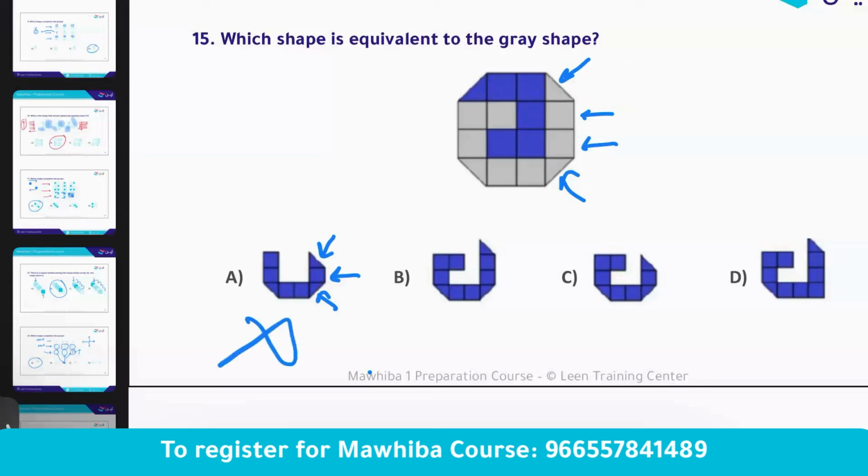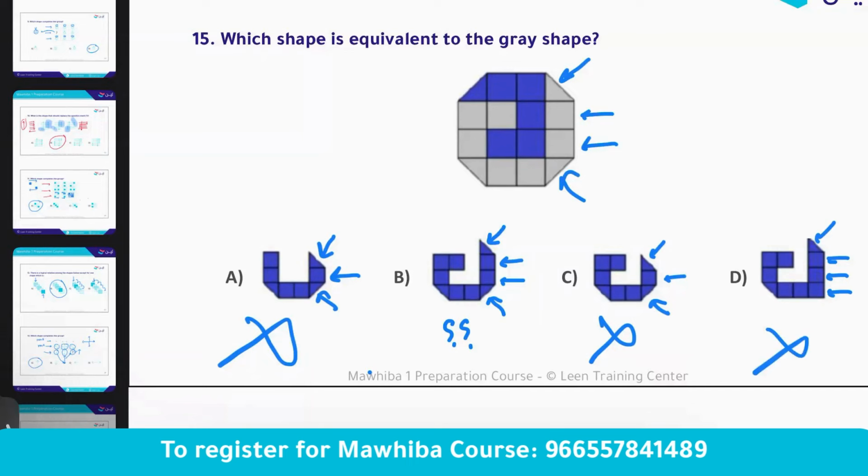So it's not answer A. Let me now look at answer B. We said I should have a triangle and a square, square, triangle. So triangle, square, square, triangle. Uh-oh, this could be the right answer. So keep it. Let me look at C. Triangle, square, triangle. So no, this is not the right answer. What about D, boys and girls? Triangle, square, square, square. Uh-oh, this is not the right answer.